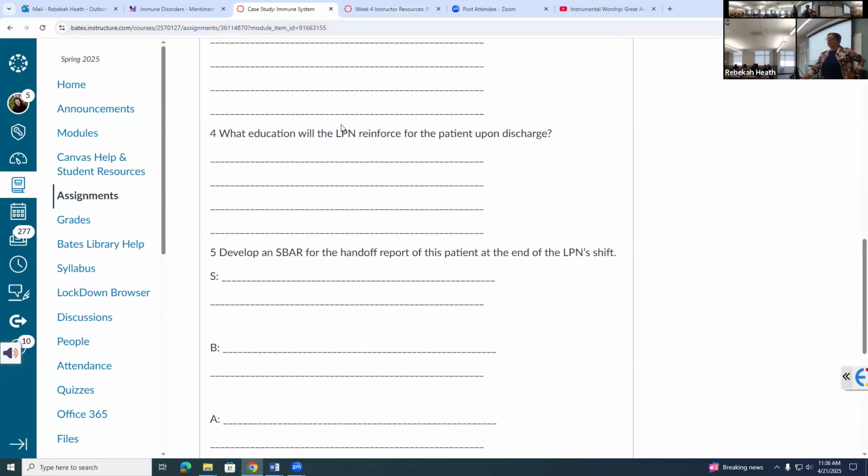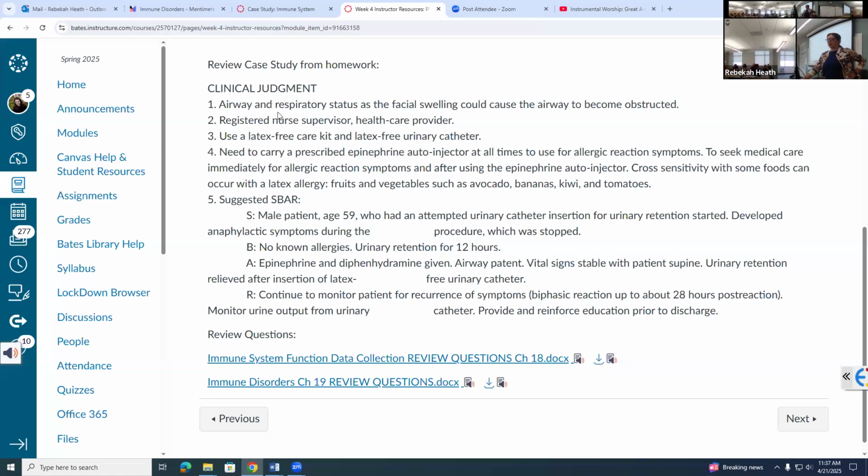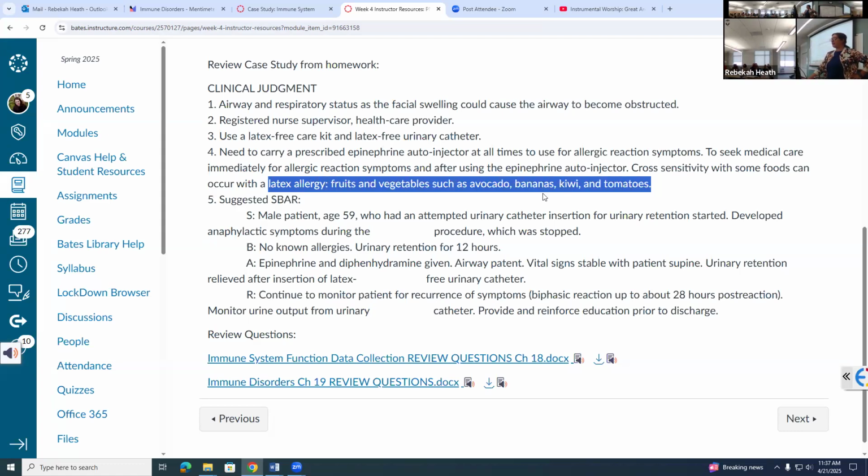What education do we give the patient for discharge? Well, he's probably going to need to carry epi with him afterwards in case he's exposed again. And we'll talk about what other things might occur with latex allergy, like increased sensitivity to avocado, bananas, kiwi, tomatoes. There's some crossover between latex sensitivity and those food items.